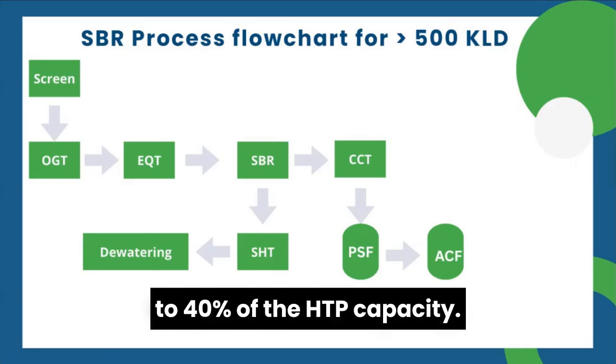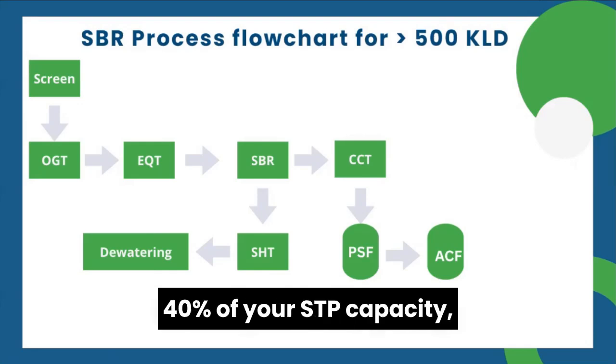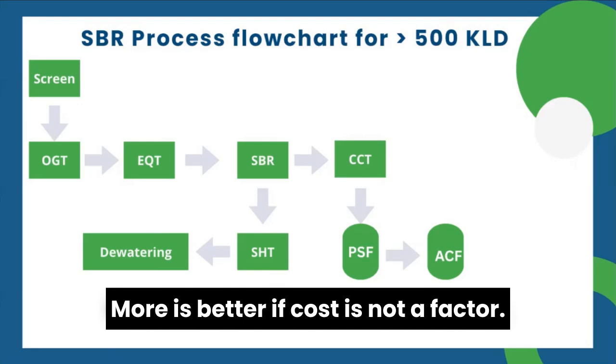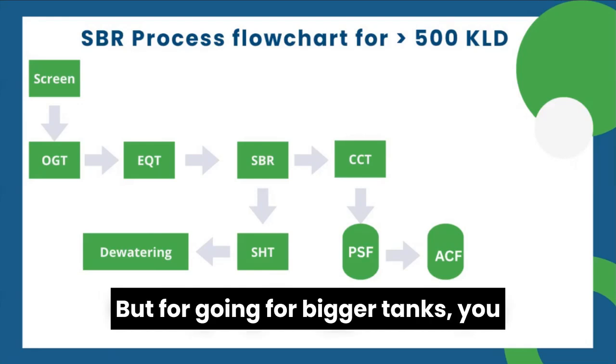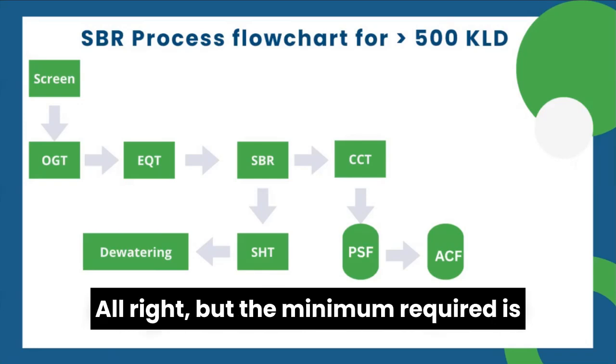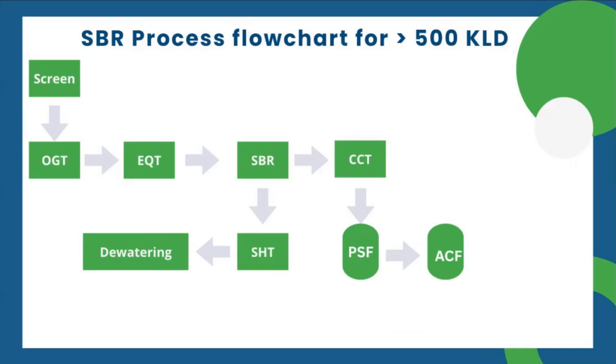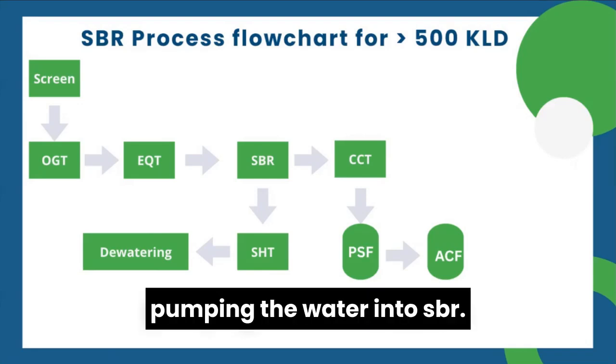Normally, we round it up to 40% of the STP capacity. So as a thumb rule, your collection tank volume should be 40% of your STP capacity, whether it is MBBR or SBR. More is better if cost is not a factor. But for going for bigger tanks, you need to spend more money. All right. But the minimum required is 40% of your STP capacity. Then from here, we are pumping the water into the SBR.